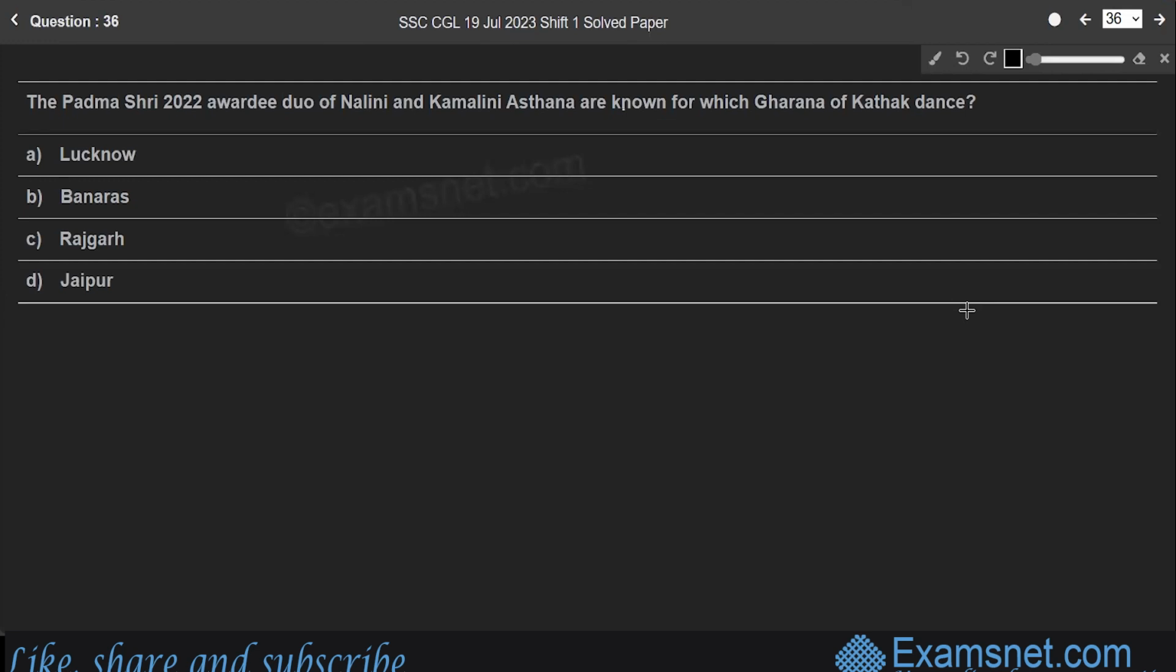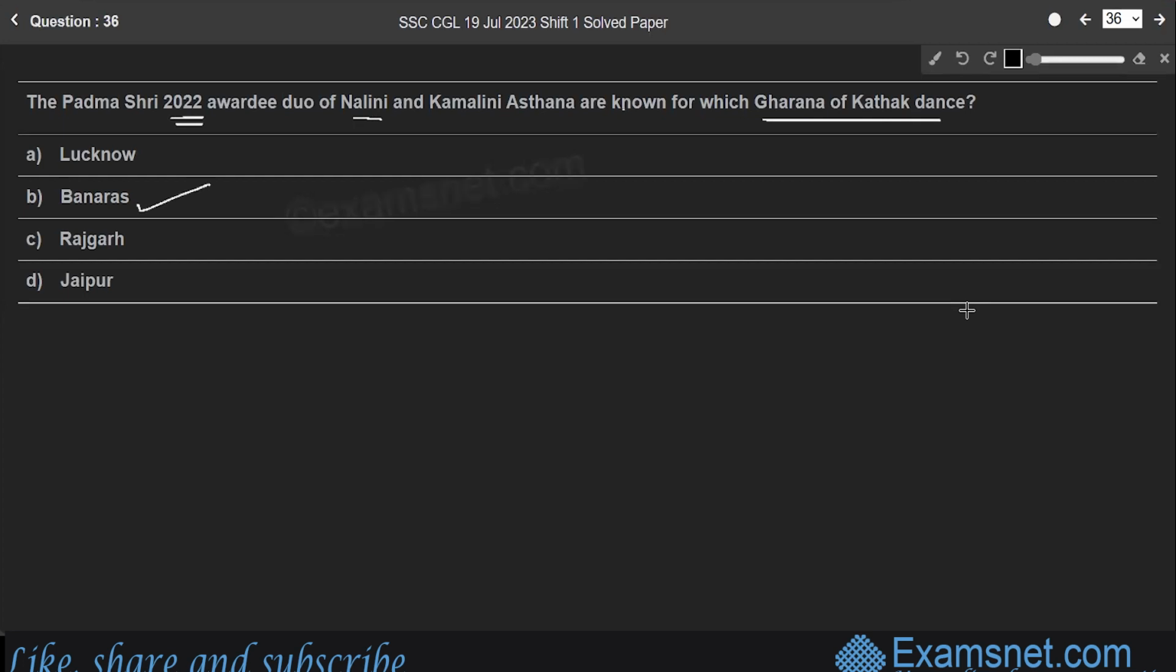Question 36. The Padma Shri 2022 awardee duo of Nalini and Kamalini Asthana are known for which gharana of Kathak dance? Here students, Kamalini Asthana and Nalini Asthana are a sister duo from Agra in Uttar Pradesh, known for their great performance of the Banaras Gharana style of Kathak. So option B is the right answer.